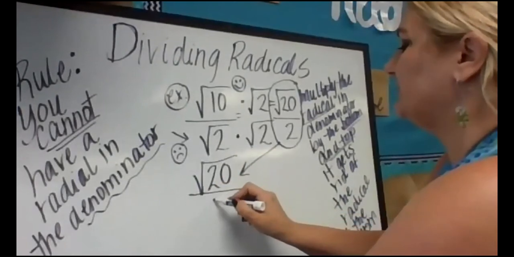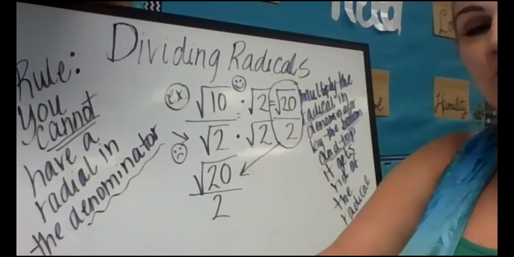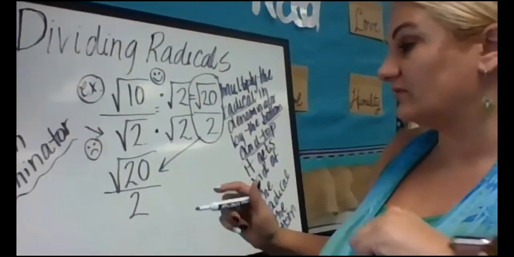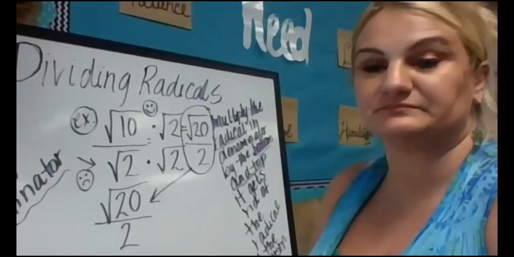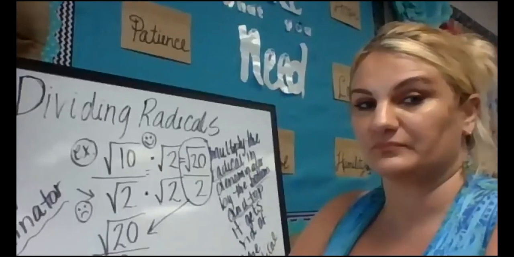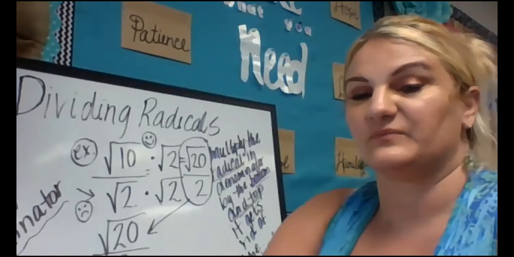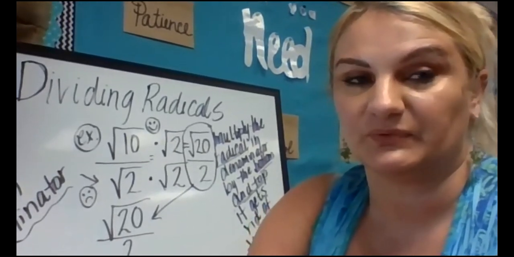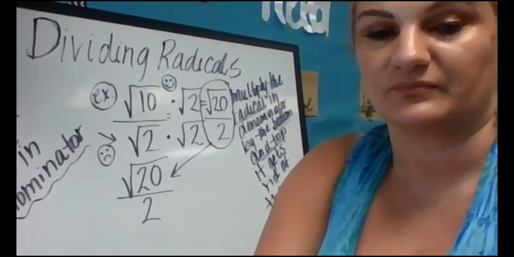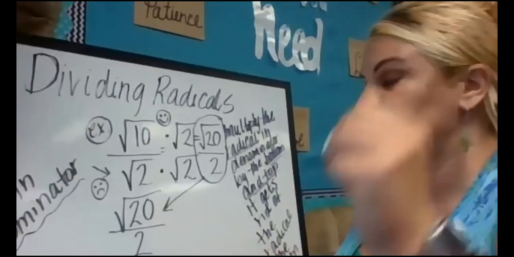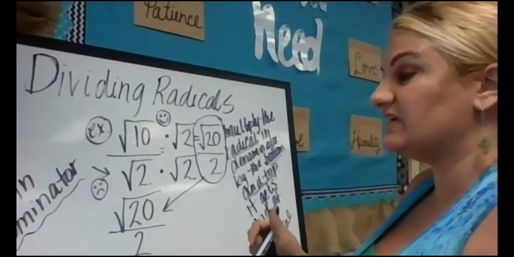Okay, so I'm just going to rewrite it. Okay, so when I rewrite this, what do you see? What do you notice? The square root of 20 divided by 2. Yes, right? But you guys have to be louder because it's really hard to hear you. So what do you notice? The square root of 20 divided by 2. Yes. Can I divide those? Just like multiplication.